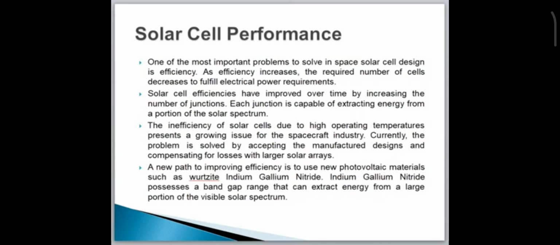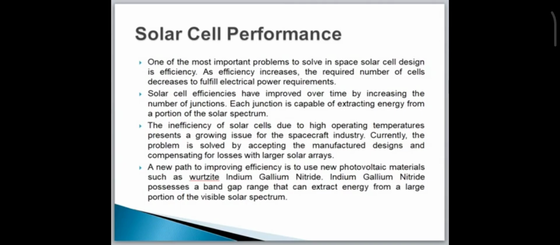One of the most important problems to solve in space solar cell design is efficiency. As efficiency increases, the required number of cells decreases to fulfill the electrical power requirement. Solar cell efficiencies have improved over time by increasing the number of junctions in the solar cell. Each junction is capable of extracting energy from a portion of the solar spectrum.